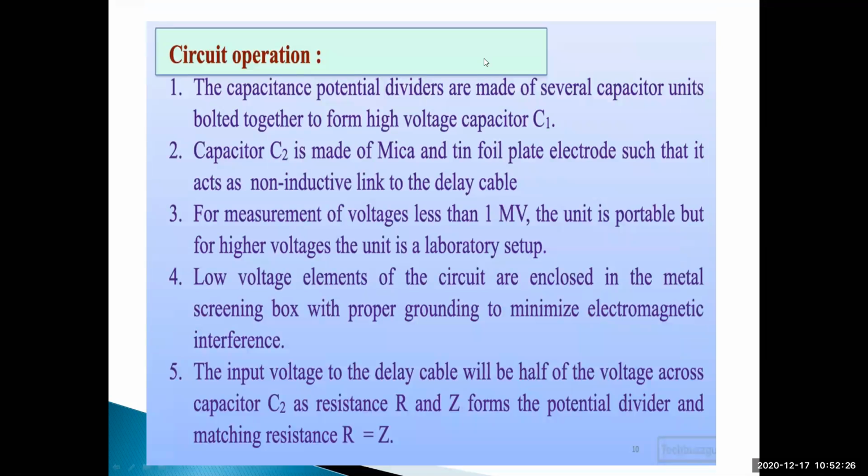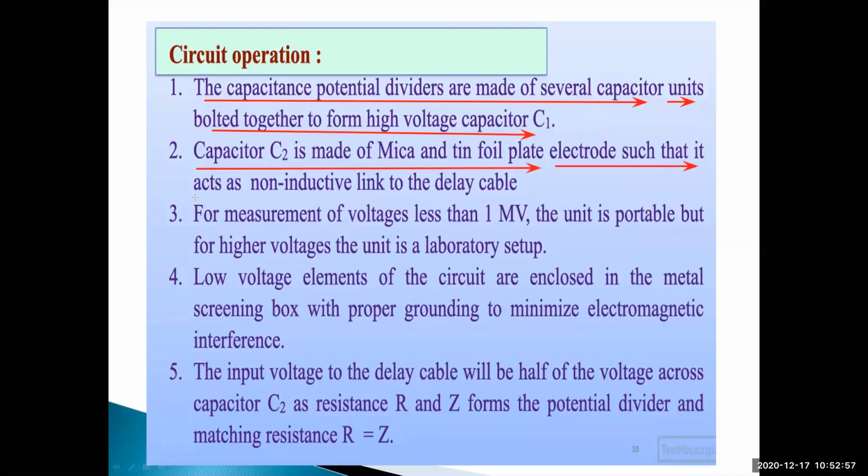Try all of you to write this. The capacitance potential dividers are made of several capacitor units bolted together to form the high voltage capacitor C1. I already explained that capacitor C1 has a very high capacitance value, and it can also withstand very high voltages. Capacitor C2 is made of mica and tin foil plate electrodes such that it acts as a non-inductive link to the delay cable. It's clear.